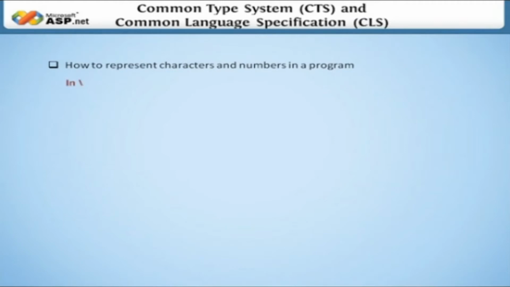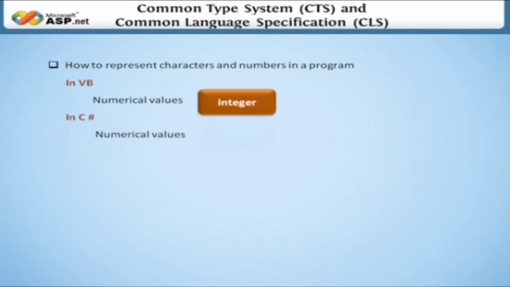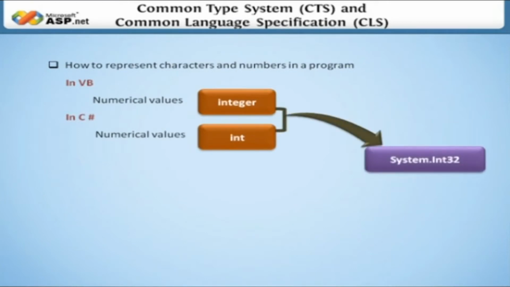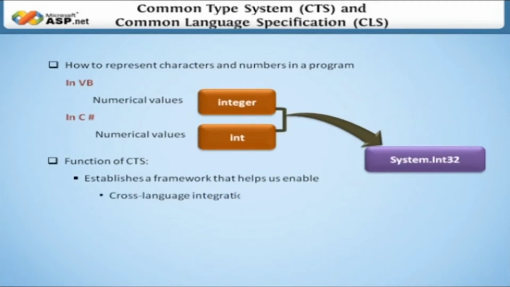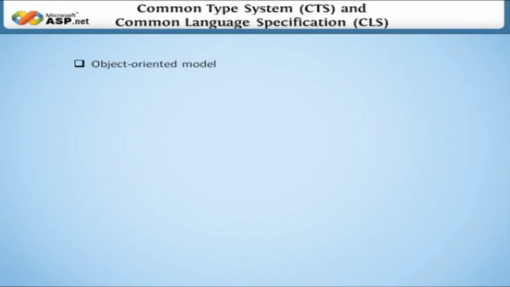For example, in VB, the data type to represent numerical values is Integer. Similarly, in C#, we use int. Both are represented in IL code as System.Int32. Function of CTS. CTS establishes a framework that helps us enable cross-language integration, type safety, and high-performance code execution. It provides an object-oriented model that supports the complete implementation of many programming languages.